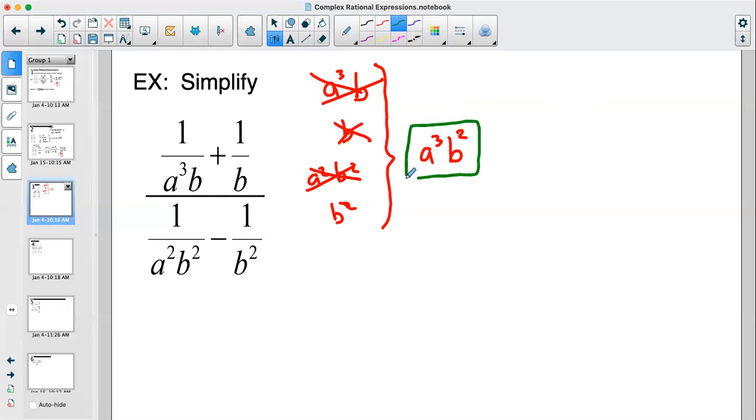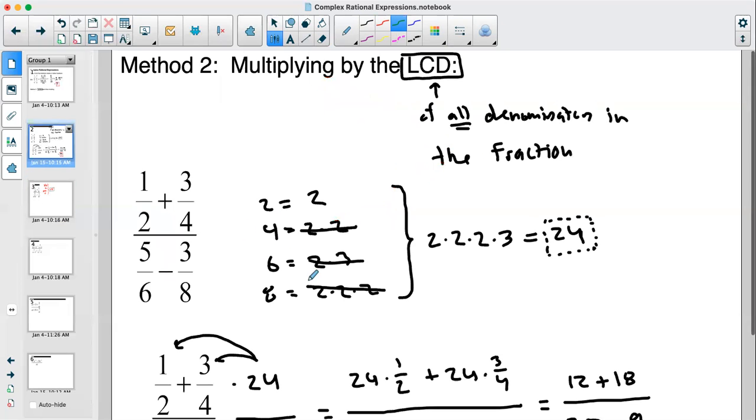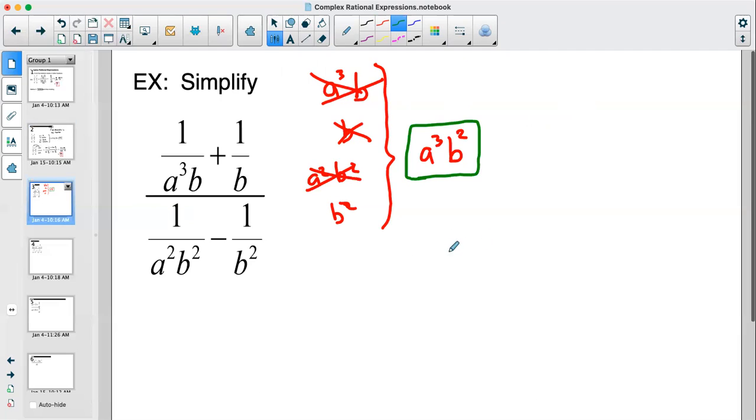So this is my LCD right here. And again, I feel like this method is what we did here with the 2's and the 3's, the same as what I did here. This time I'm just using A's and B's and stuff.